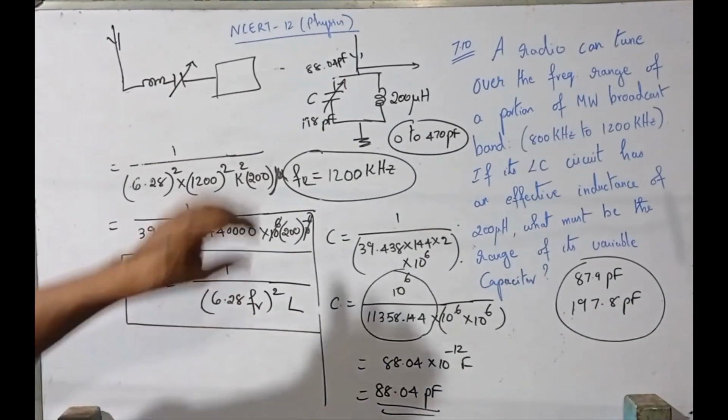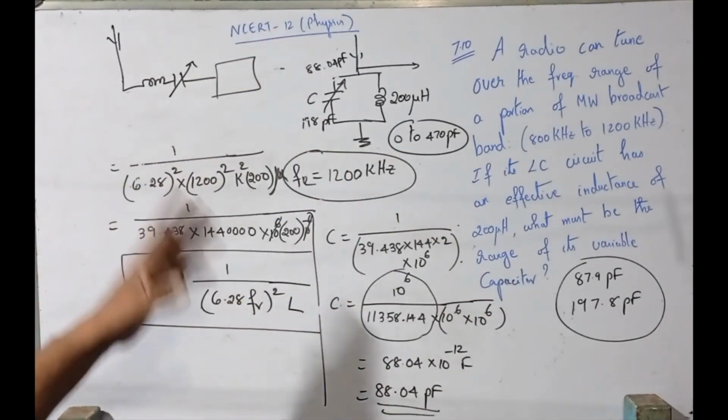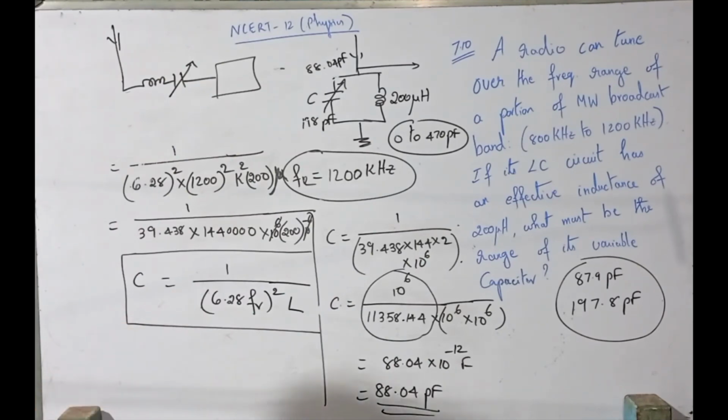So generally we go for a parallel tuned circuit. In both cases the resonant frequency formula is the same. So you can use a series resonant circuit or a parallel resonant circuit for receiving the medium wave band, 800 kilohertz to 1200 kilohertz.